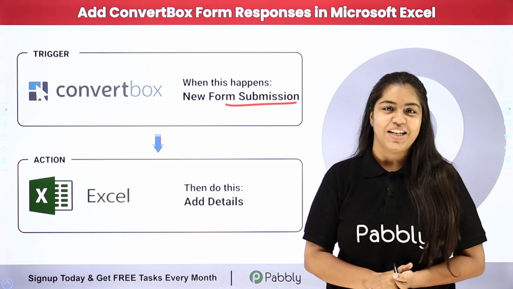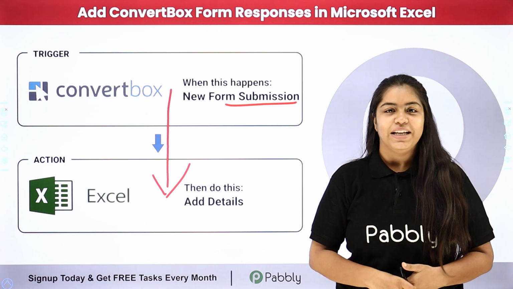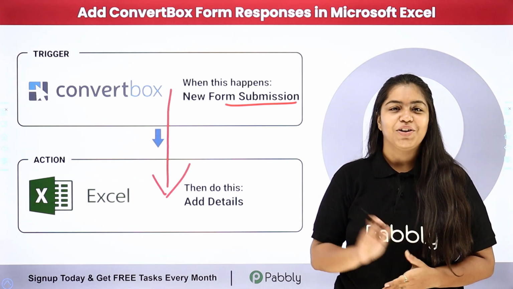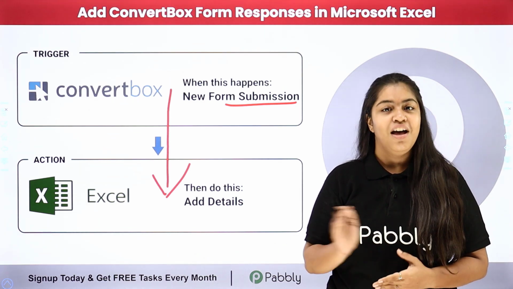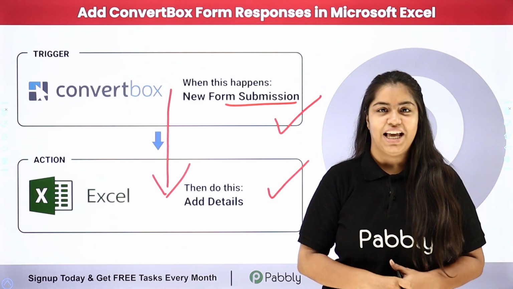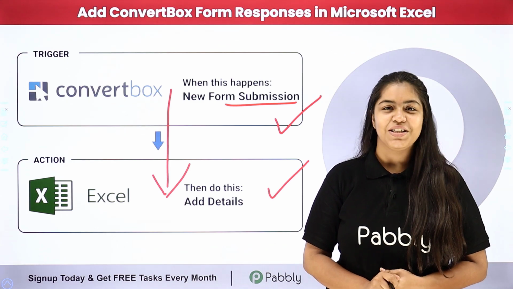For this, we are going to create a connection between ConvertBox and Microsoft Excel. To create this connection without doing any programming or coding language, we are going to use Pabbly Connect. So in Pabbly, we have the concept of trigger and action. For trigger, we are going to use ConvertBox, and for action, we are using Microsoft Excel. So if you also wish to learn this process step by step, follow me through the screen.